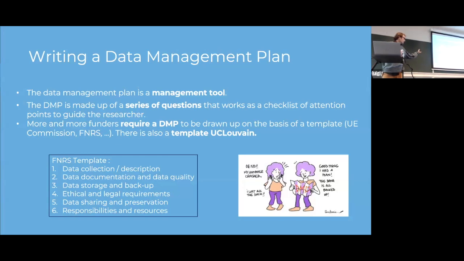There are 6 main parts in the FNRS template that we will look at a little bit more in detail. They follow the data lifecycle. It's data collection description. Okay, that's quite explicit, I think. Documentation, quality, storage and backup, ethical and legal requirements, data sharing and preservation, responsibilities and resources.